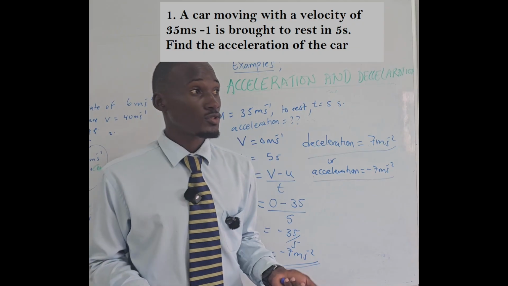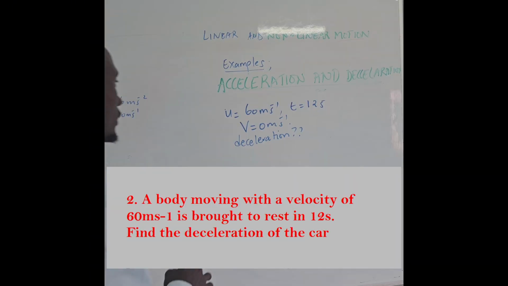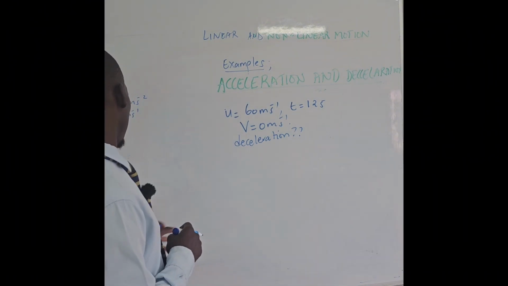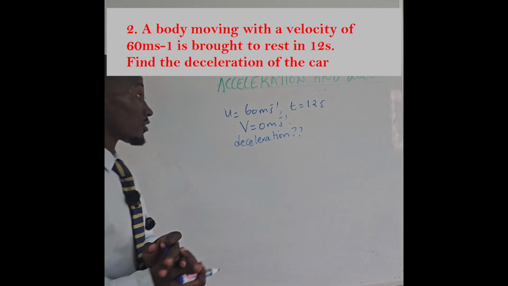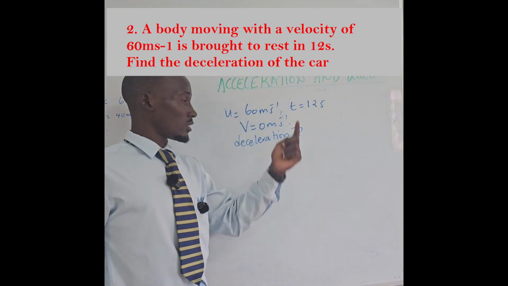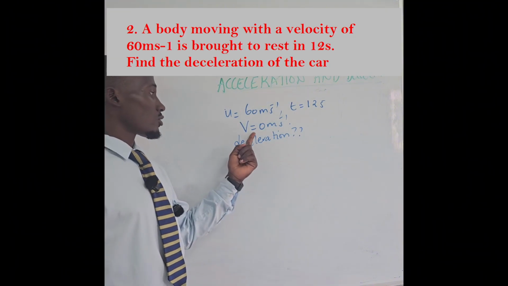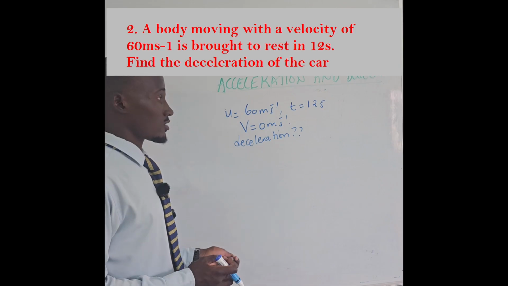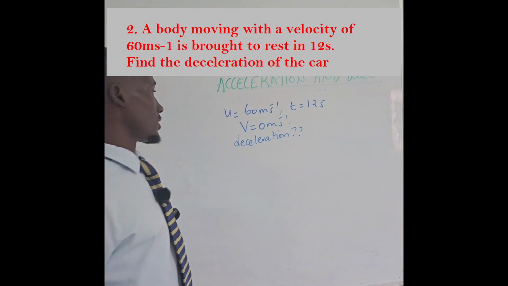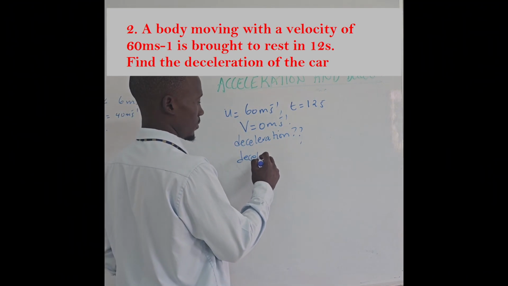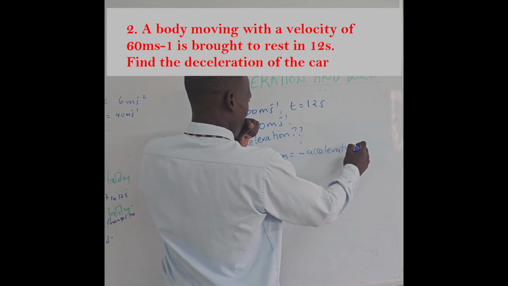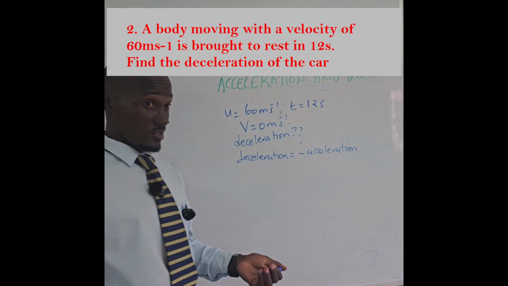Let's go ahead and look at question 2. Looking at our next example, they are telling us that you're having a body initially with a velocity of 60 meters per second, and in the time interval of 12 seconds, it was brought to rest. Being brought to rest means that the velocity is 0 at that point. A deceleration is going to be a negative acceleration.